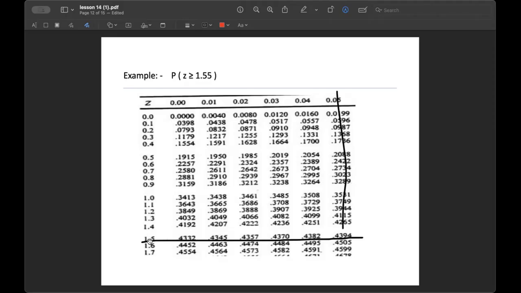See, now here it is 1.5, no? In here you can see 1.5. So here we have the values for the second decimal place, 0.00, 0.01.